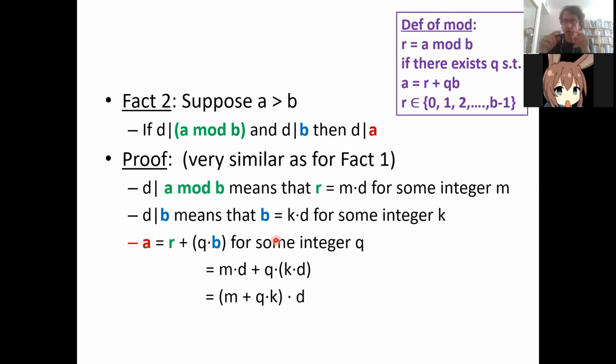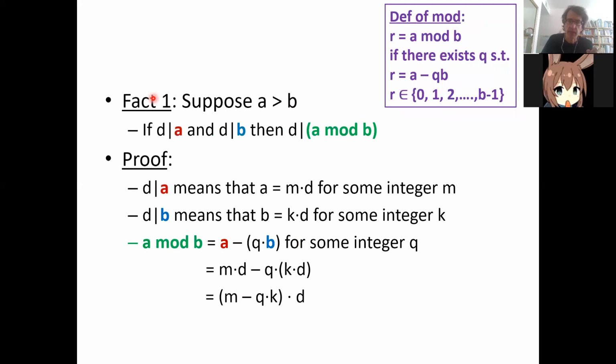Now, here is the opposite fact. If I start with numbers A and B and reduce modulo, so rather than consider A and B, I consider A mod B, it turns out I don't lose any common divisor. If there was some divisor of A and B, that is still a divisor of A mod B. This is what I just argued.